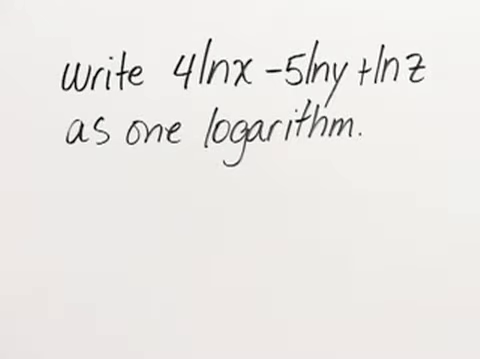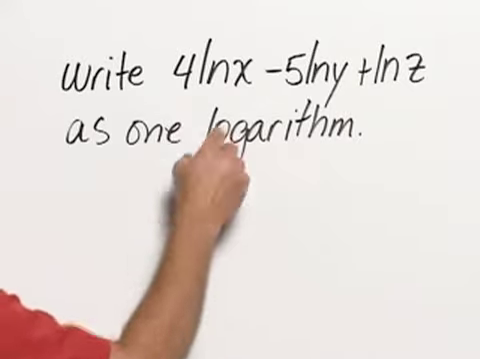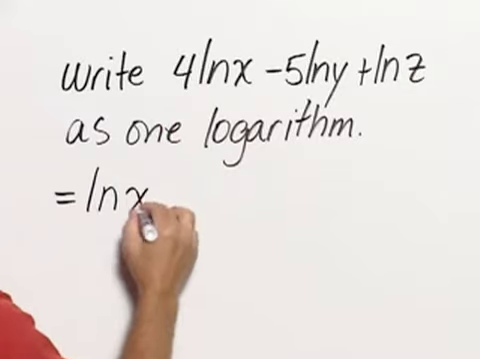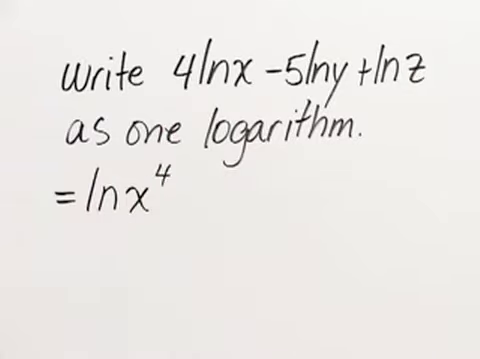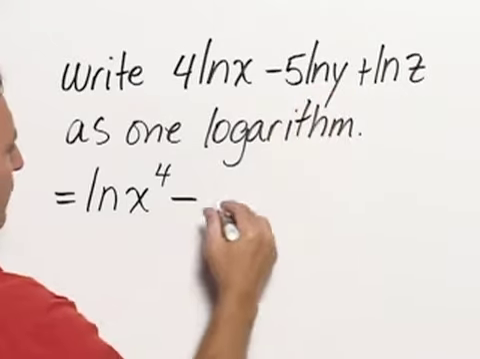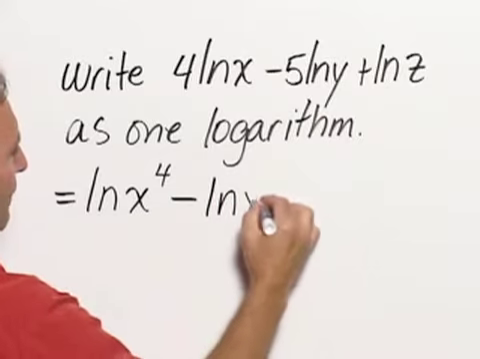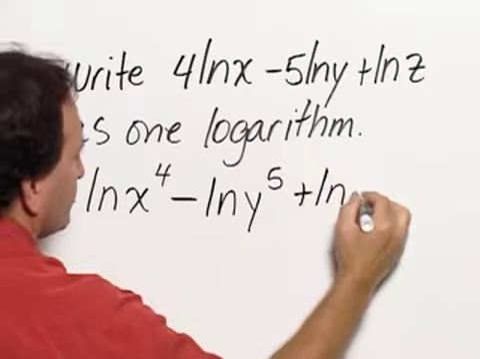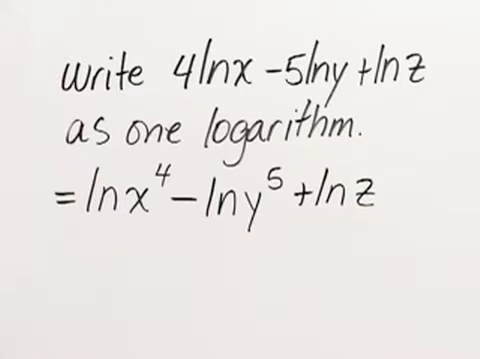Write 4 natural log of x minus 5 natural log of y plus natural log of z as one logarithm. First, we'll apply the power rule in reverse, and we will write 4 natural log of x as the natural log of x to the 4th, minus 5 natural log of y we'll write as the natural log of y to the 5th. And then we have plus the natural log of z.